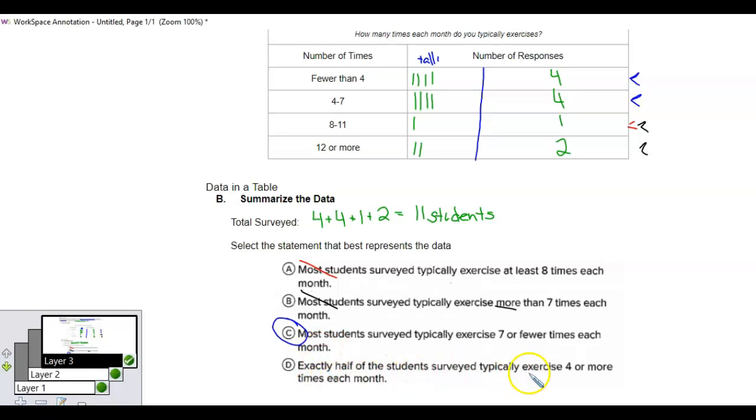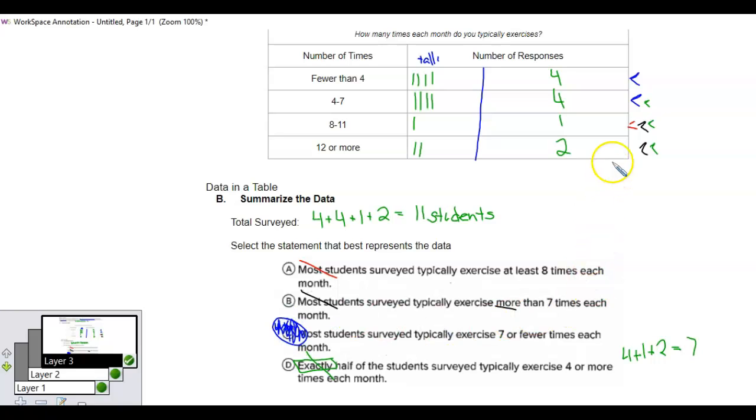Exactly half of the students typically exercise 4 or more times each month. So that's here, here, and here, because 4 to anything over that would be included. So that's 4 plus 1 plus 2. 4, 5, 6, 7. That's 7. That is not half of 11. Not exactly half, which we couldn't have gotten exactly half anyways because 11 is an odd number. Okay, so our best option here is C, and that's just a statement we can make looking at the chart.